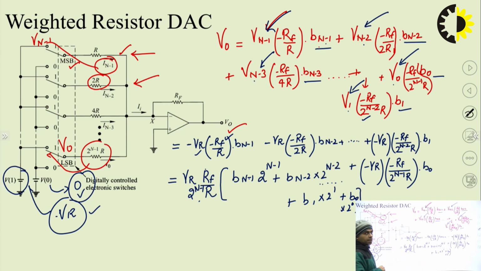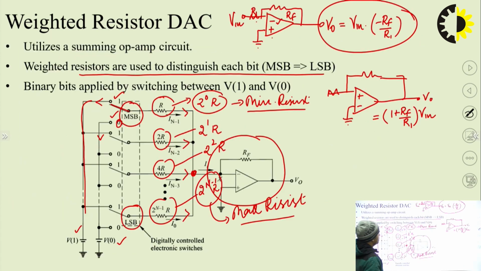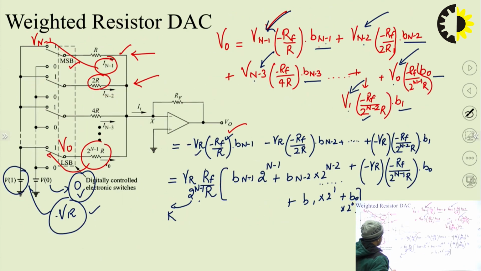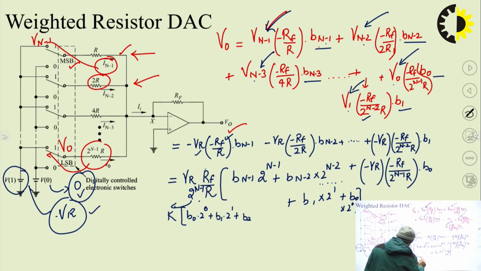Now we can see that the thing inside the bracket, this common term, can be referred to as the proportionality factor K, which we had stated in the very first slide, this thing K. Okay, so this is the value of the proportionality factor K, and the rest of the things are simplified. B0 into 2 raised to power 0, B1 into 2 raised to power 1, B2 into 2 raised to power 2. Similarly, proceeding further, Bn minus 1 into 2 raised to power n minus 1.